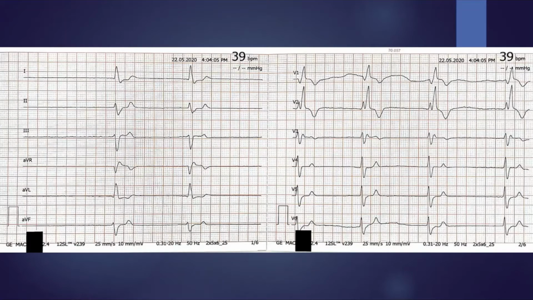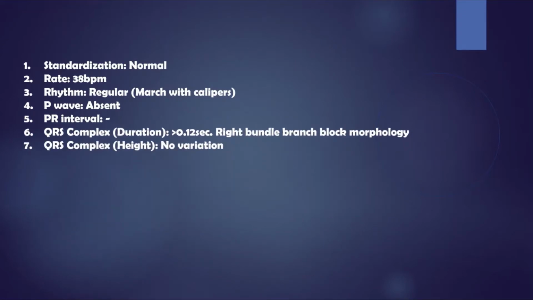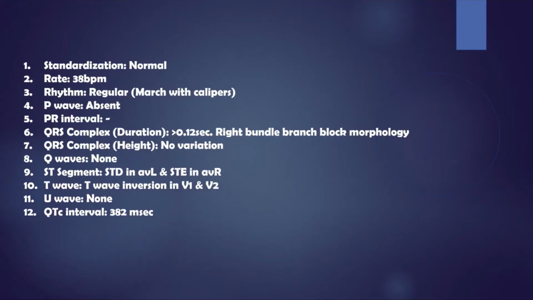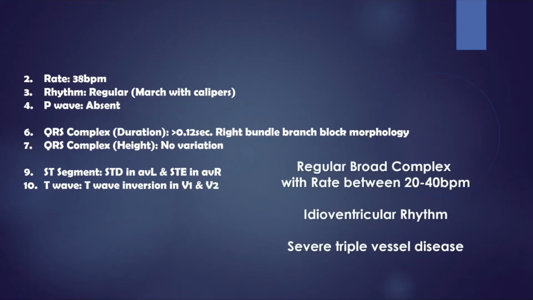So a lady in her 80s who came in with chest pain and syncope. This is the ECG. So normal standardization, bradycardic at a rate of 38 beats per minute. And you can see a broad QRS complex with a right bundle branch block morphology. See some ST depression and ST elevation as well. So this was actually an idioventricular rhythm with severe triple vessel disease.